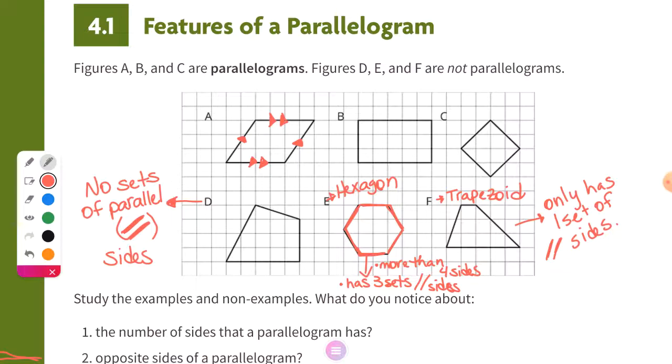Now we're going to go back to D. Why is D not a trapezoid? Bryce? Doesn't have two sets of parallel. Okay, yeah, it's not a parallelogram because it doesn't have two sets of parallel sides. It's not a trapezoid because to be a trapezoid, I need one set of parallel sides. It has no sets of parallel sides.